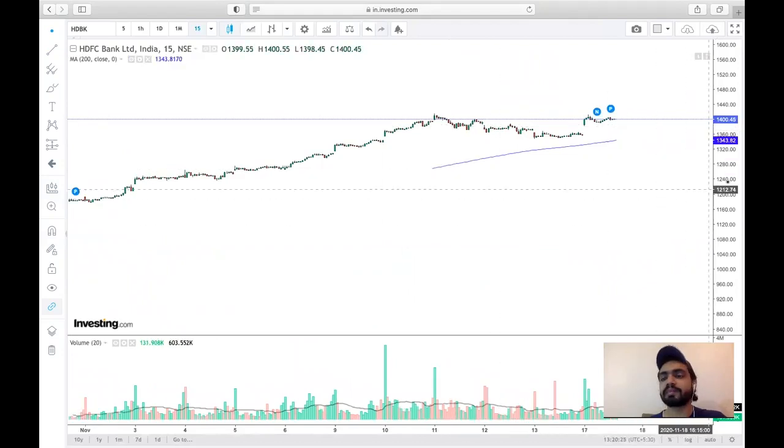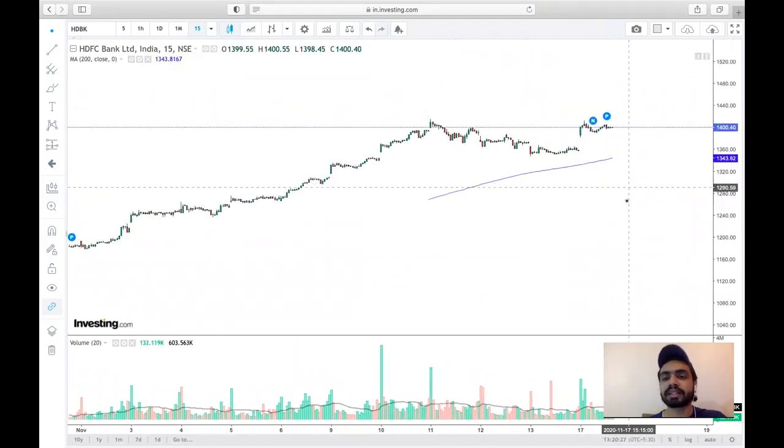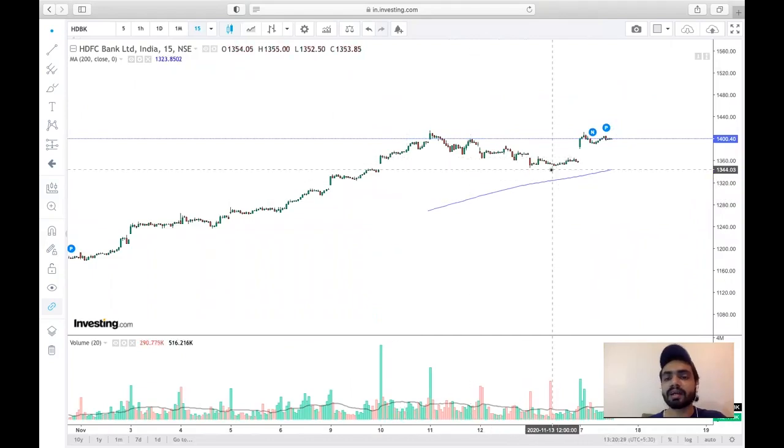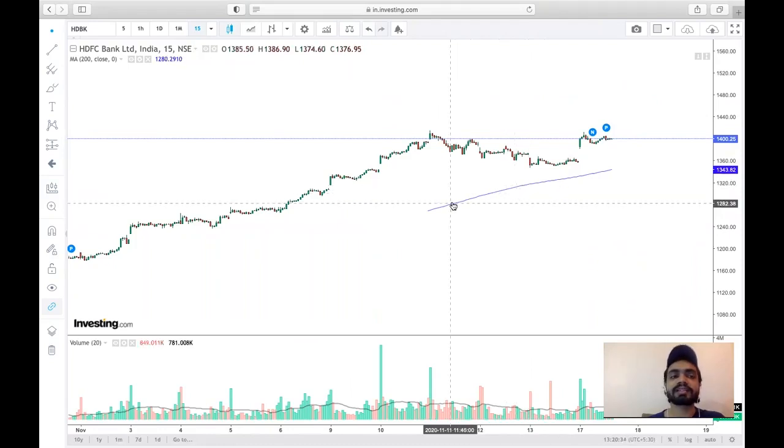Again, on the 15-minute chart, what is happening is the candlesticks are above the indicator, the 200 period moving average indicator. That means the stock is currently in an uptrend. But do we buy immediately? No. This is not a buying signal.